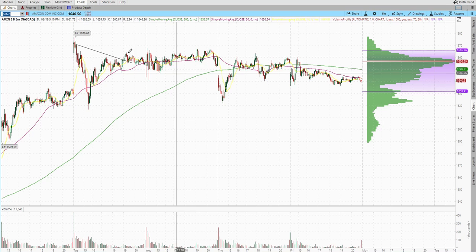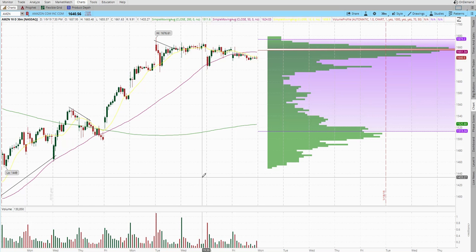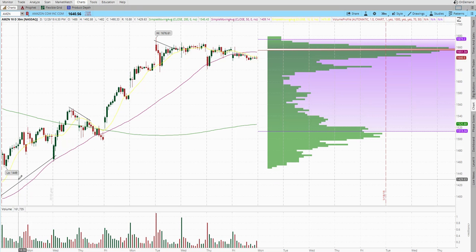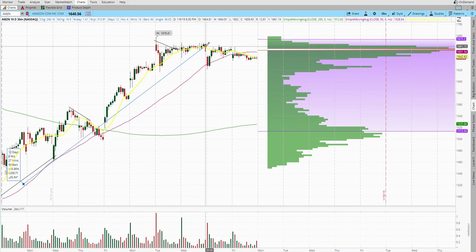What made me want to get into a trade on Amazon? So Amazon has been fairly strong lately, just like its sister in crime, Netflix. You can see this very strong uptrend it has had.